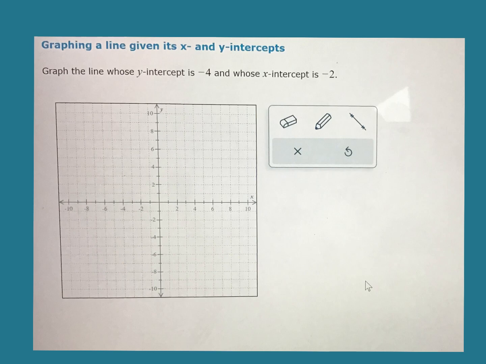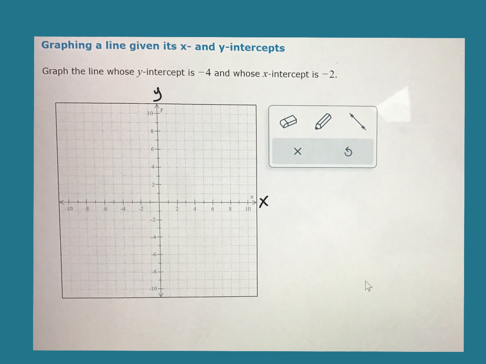For this type of problem, we are given the x and y intercepts, and we're going to plot them on our coordinate plane to then find the line that would go through those intercepts. So again, we said the intercepts are where the line goes through the x-axis, which is this one, and the y-axis, which is this one.